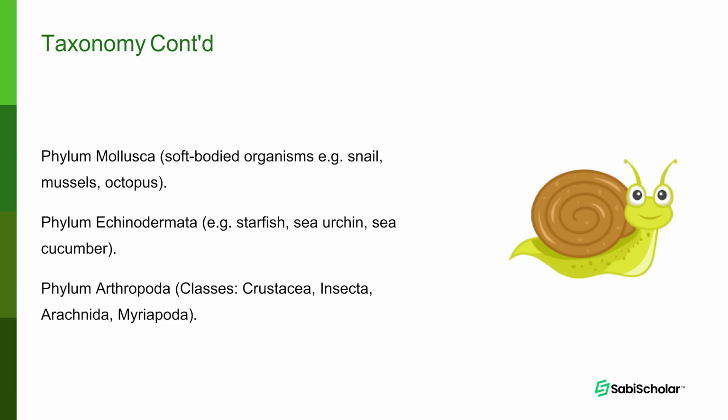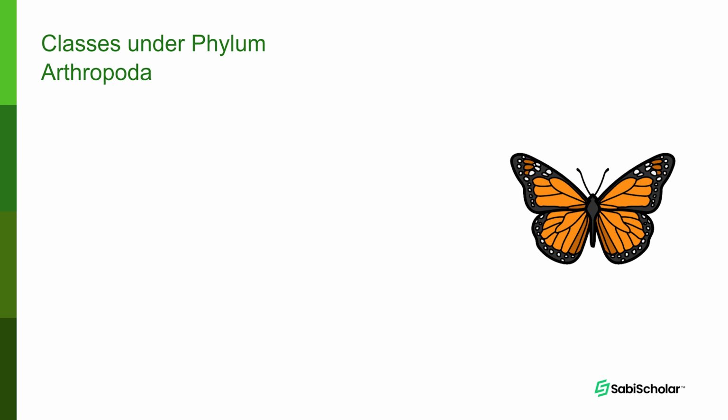pointed appendages, and also they undergo the process of molting, that is the shedding of their exoskeletons, which helps them to grow. And their bodies are usually divided into 2 or 3 portions that we call the head, the thorax, and the abdomen. Now we'll pick these classes that are under Arthropoda and we'll discuss them one after the other.